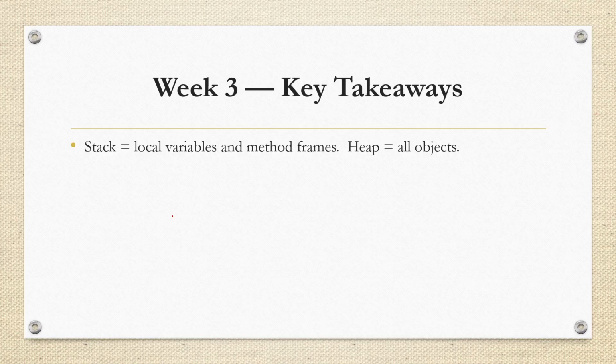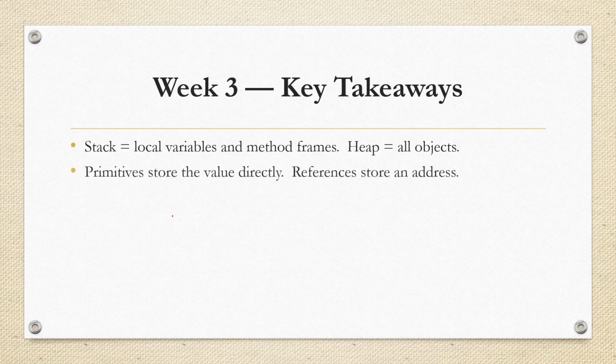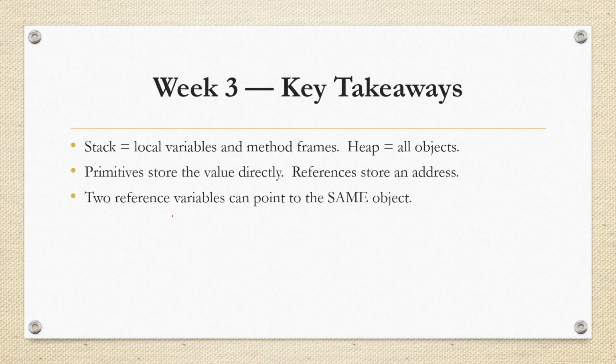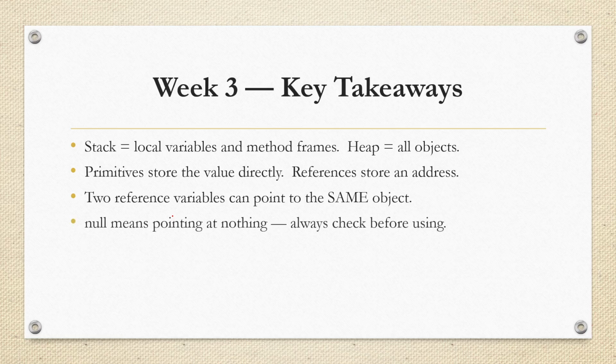So here are the things that we've talked about this week. We've talked about the stack, holding local variables and method frames. We've talked about the heap, which stores all your objects. We've talked about the differences between primitive and reference types. We've also talked about how 2 reference variables can point to the same object. We've also talked about what null means, and we said it points to nothing, and that it's important to always check that in our programs.